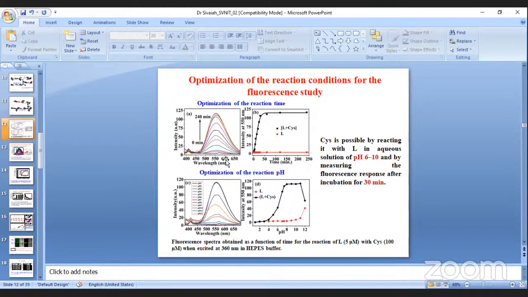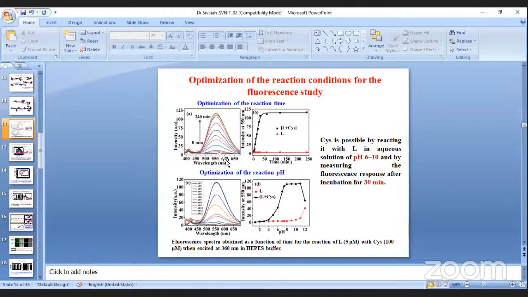Okay, so once you have done the synthesis after going through a number of steps, it is very important to look at the applicability of this conjugate, the applicability of this organic molecule. So initially I have done the optimization of the reaction conditions for the fluorescence studies.